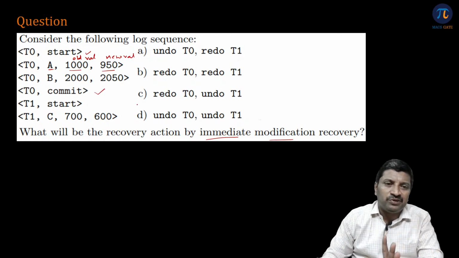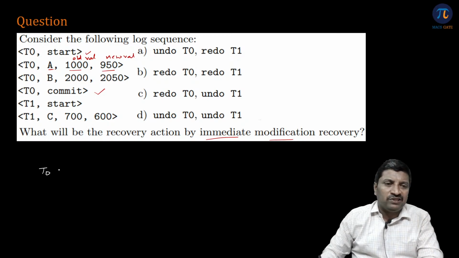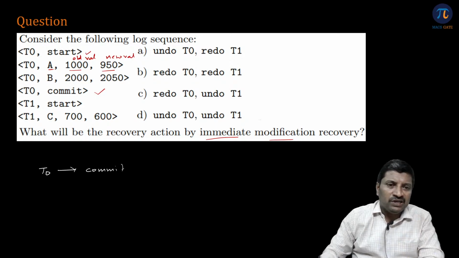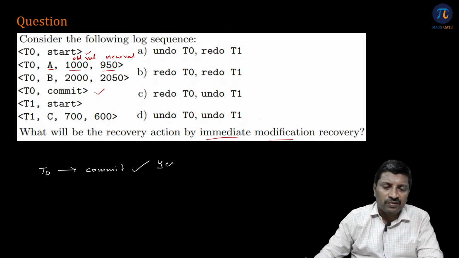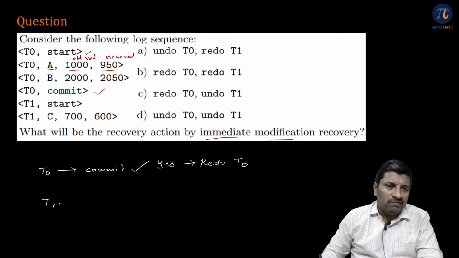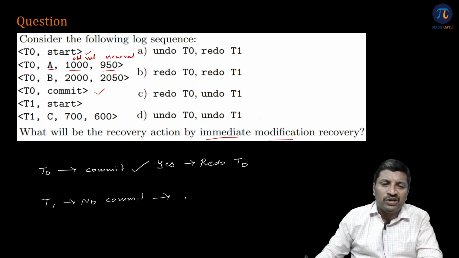T1 started but not committed. What will be the action? Okay, this one you can do directly here, sir. T0: do we have a commit? Yes, I have a commit. Whenever it is yes, what should I do, sir? Redo. So redo T0. That's it. For T1, is there any commit, sir? No commit. Since there is no commit, what should I do, sir? I need to undo T1.